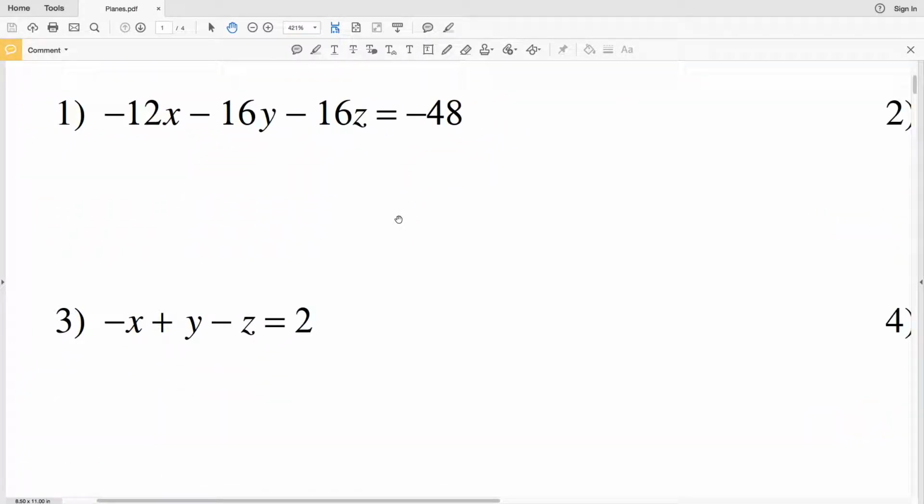Now, if you remember from our two-dimensional coordinate system, the y-intercept is when x is equal to 0, and the x-intercept is when y is equal to 0. So for finding intercepts in 3 dimensions, the x-intercept will occur when y and z are equal to 0. The y-intercept will occur when x and z are equal to 0, and the z-intercept will occur when x and y are equal to 0. So let's first find that x-intercept.